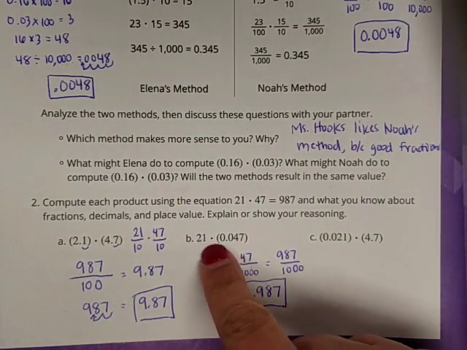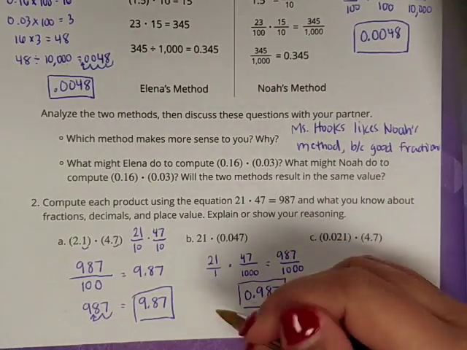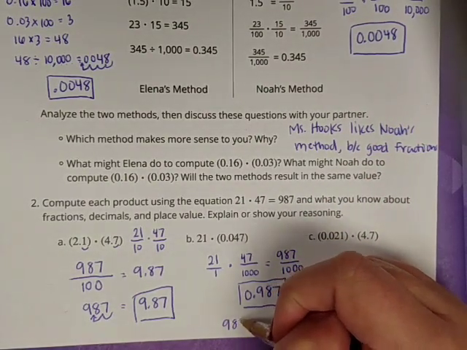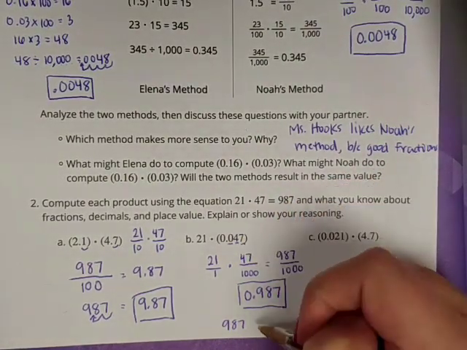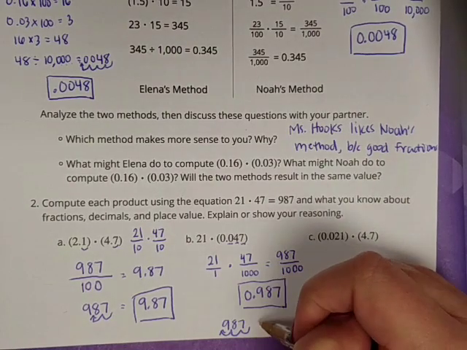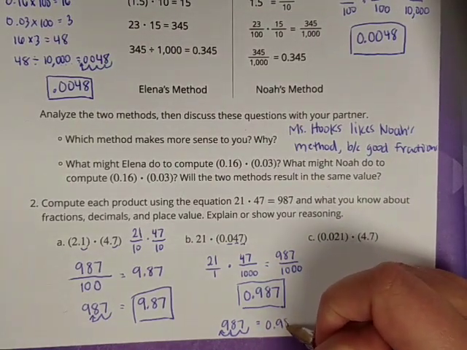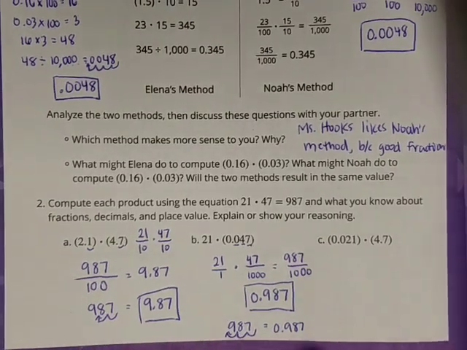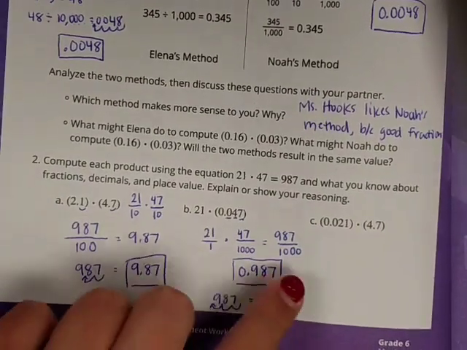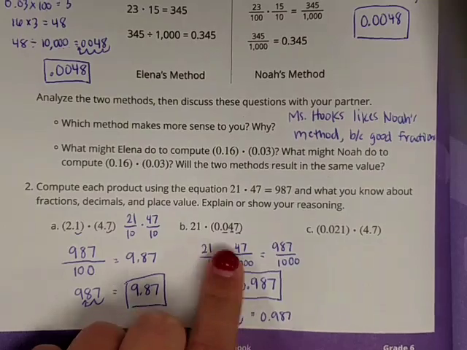You could have also just done the moving the decimal to the left. So 987, and you have 1, 2, 3 decimal places, and that still gives you 0.987. That's probably the method that your teacher taught you last year, the second one. This one might be new to you.